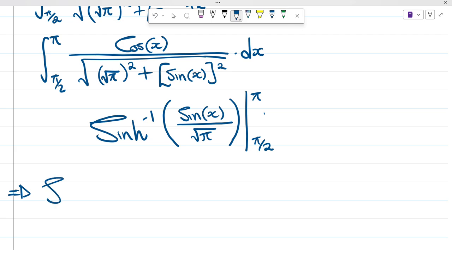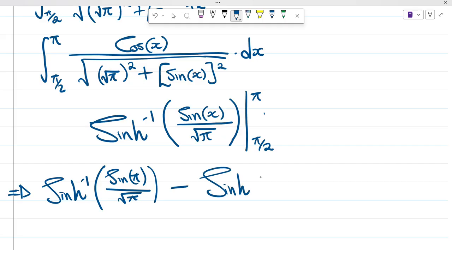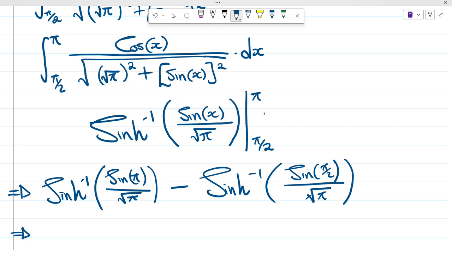So this is going to be inverse hyperbolic sine of what? Sine of pi divided by square root of pi, minus, we substitute the lower limit, so it's going to be inverse hyperbolic sine of sine of pi over 2 divided by square root of pi. There are a lot of pi's involved, so you need to make sure on your calculator you don't make a mistake. So right now I'm gonna punch in my calculator. Please be patient with me. I will be punching these things. So yeah, hang in there.